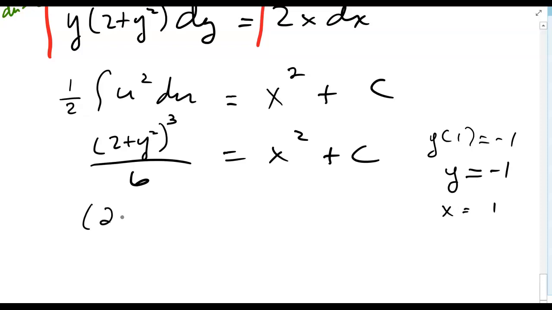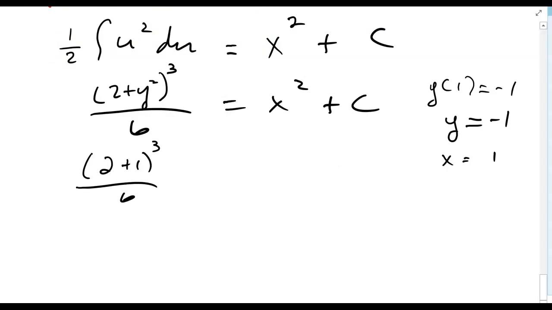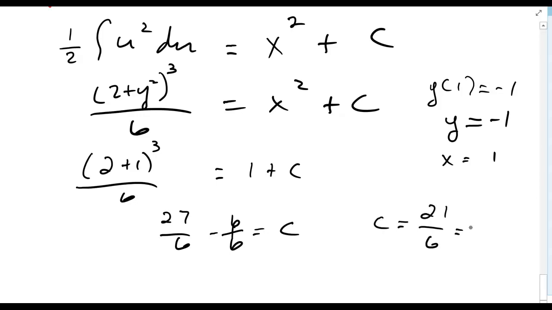Well, -1 squared is 1. Plus 1 cubed over 6. 3 cubed is going to give me 27 over 6 equals 1 plus c. So -1 equals c, minus 6 over 6. So that c is 21 over 6, which is, you divide by 3, 7/2.